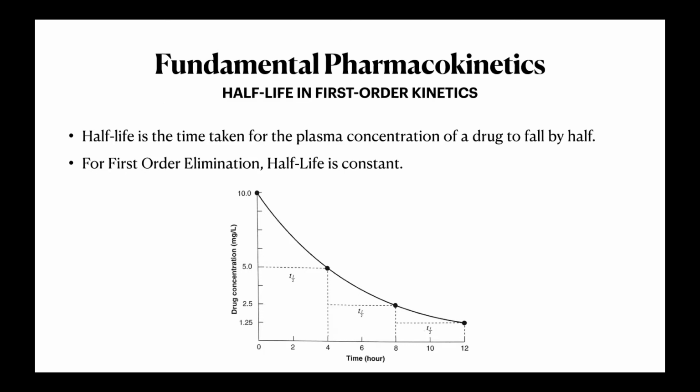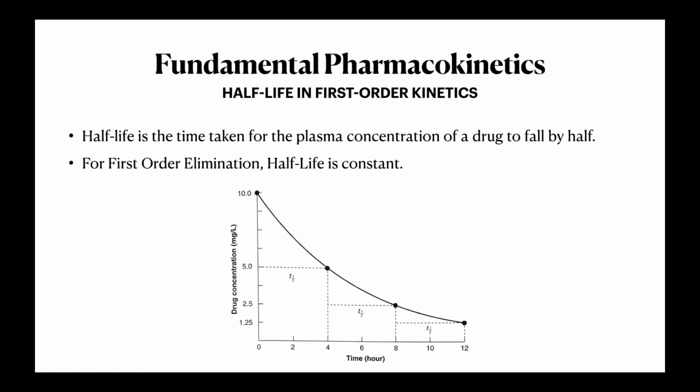So remember that in zero order kinetics, half-life decreases as concentration decreases, and your elimination rate is fixed. Whereas now we're saying the opposite with first order kinetics. Half-life is constant, but the elimination rate decreases as concentration decreases.